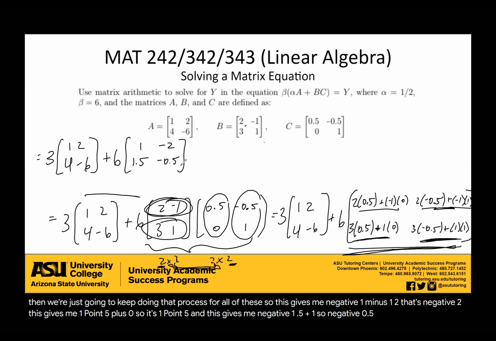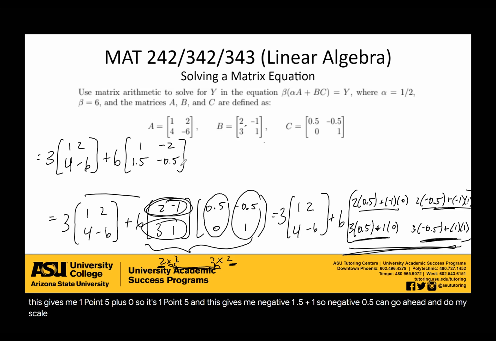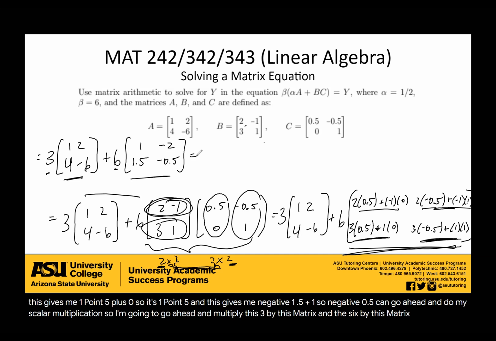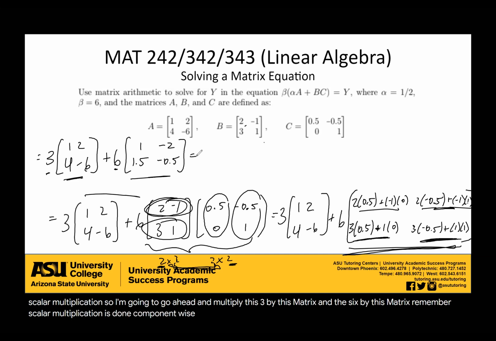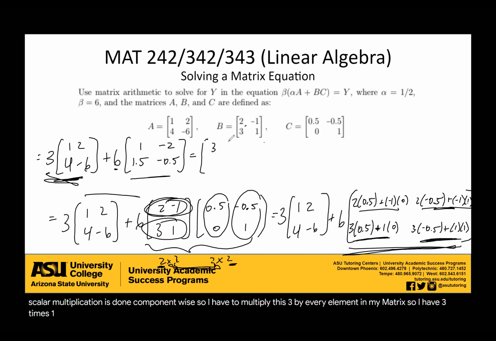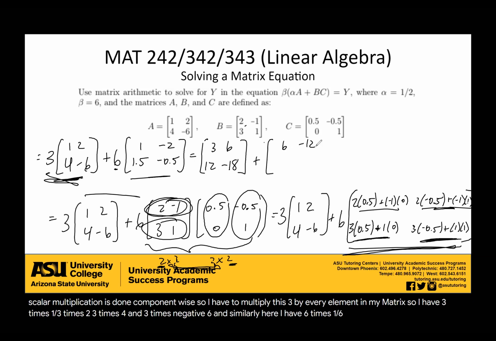Cool. Now I can go ahead and do my scalar multiplication. So I'm going to multiply this 3 by this matrix and this 6 by this matrix. Remember, scalar multiplication is done component-wise, so I have to multiply this 3 by every element in my matrix. So I'd have 3 times 1, 3 times 2, 3 times 4, and 3 times negative 6. And similarly here, I'd have 6 times 1, 6 times negative 2, 6 times 1.5, and 6 times negative 0.5.